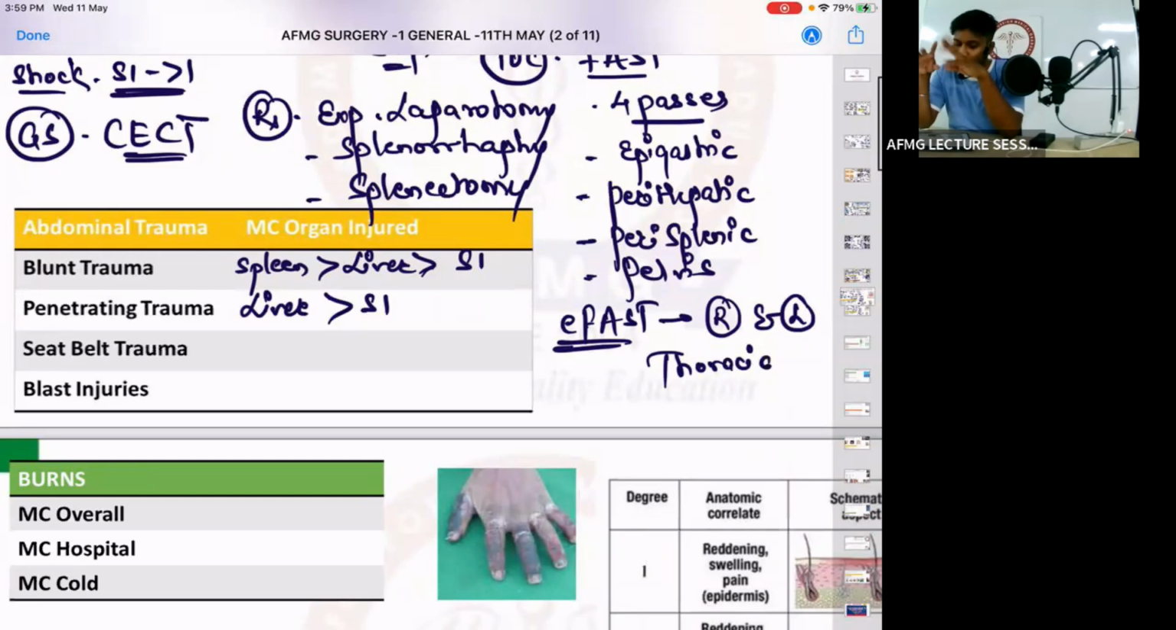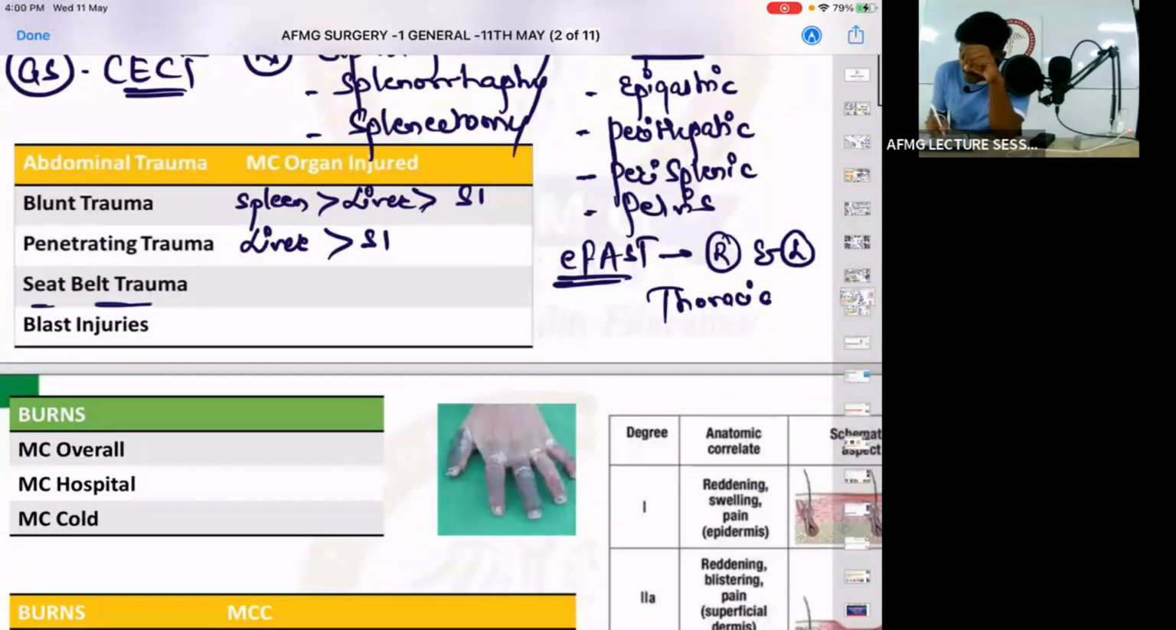Penetrating abdominal trauma, most common organ injured. First is, second is. The most common organ injured in seat belt trauma is the mesentery. Mesenteric rupture happens. So the most common organ injured in seat belt trauma is mesentery. Sorry, the most common abdominal organ injured in a gunshot wound is the small intestine. The most common organ injured in gunshot wound is small intestine.